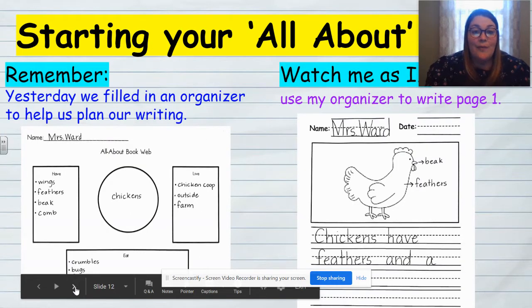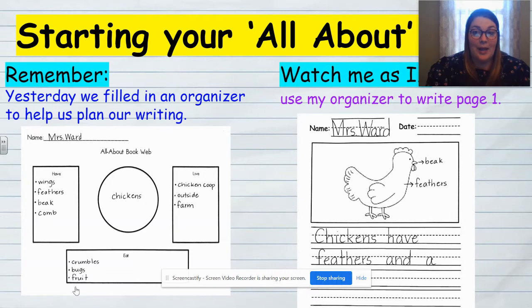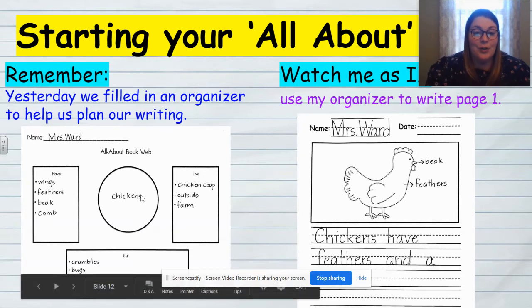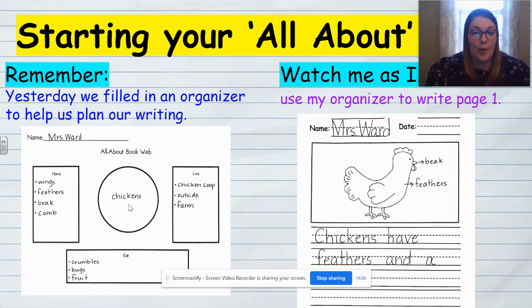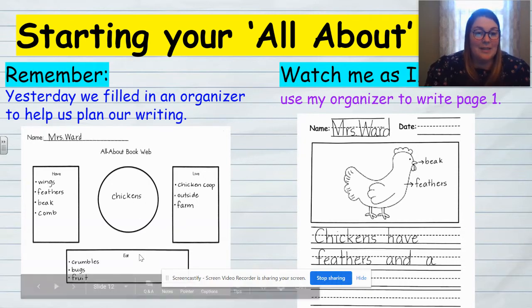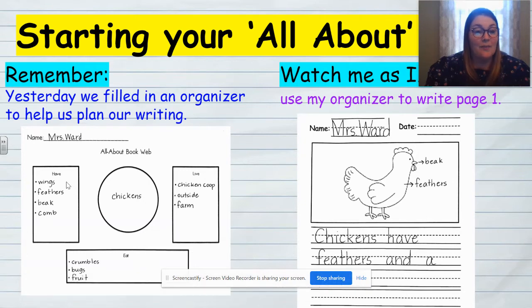So yesterday we filled in an organizer to help us plan our writing. And here is my organizer. So in the center, in the circle, I listed the animal that I chose to write this All About book about. So I chose chickens. So I wrote chickens in there. And then in each of these boxes, we wrote some facts.